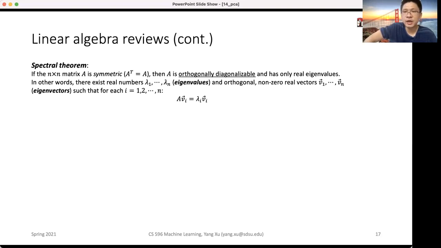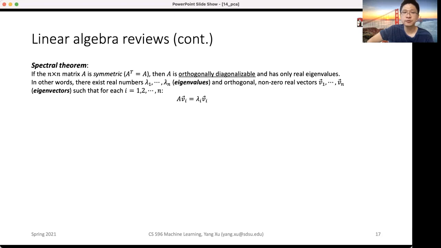If we have a square matrix, which is n rows and n columns, and it's also symmetric, which means if we transpose the matrix A, it will be itself. Okay, so it's symmetric along the diagonal line. Then we say it's orthogonally diagonalizable and has only real eigenvectors.